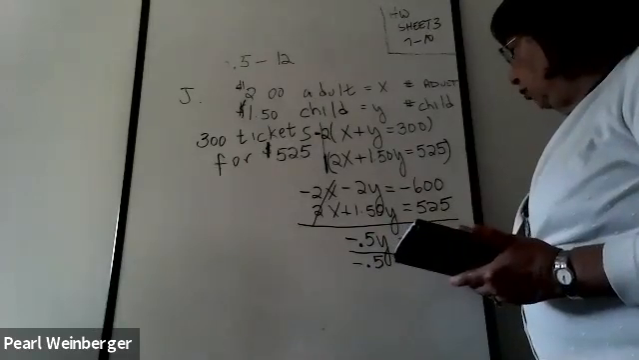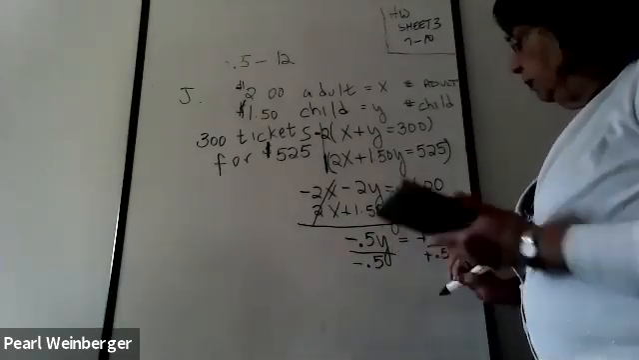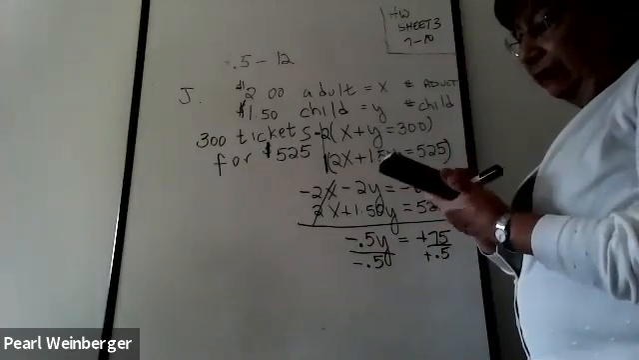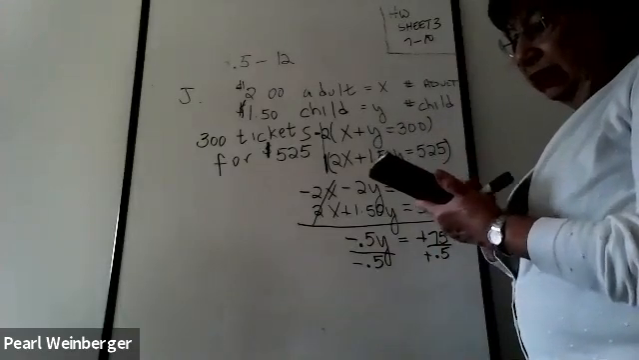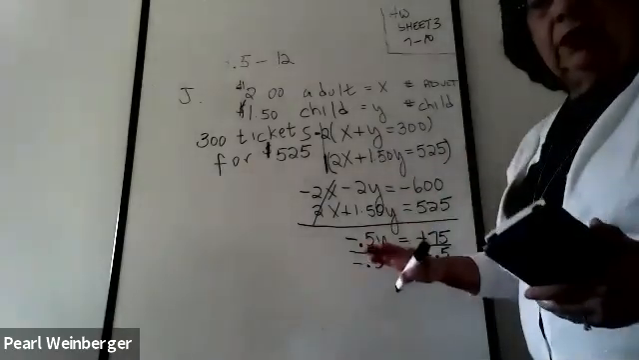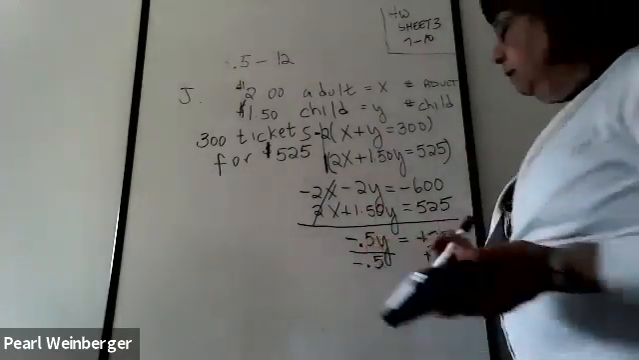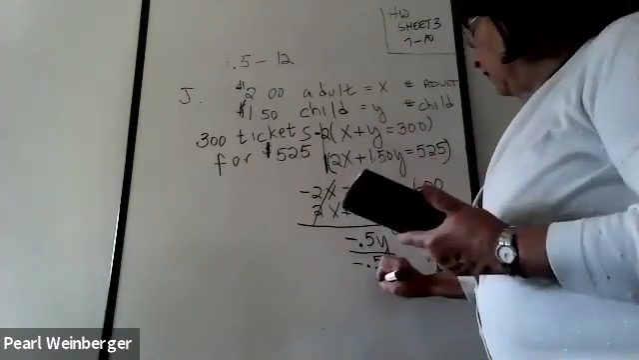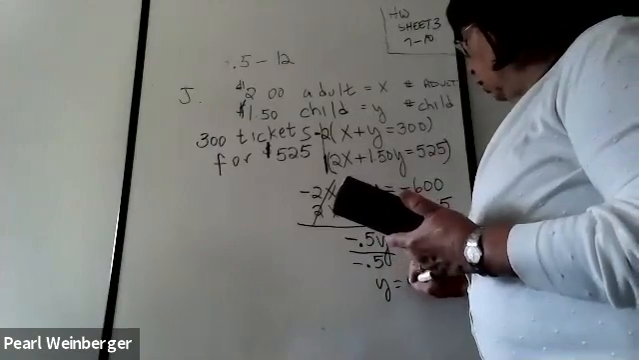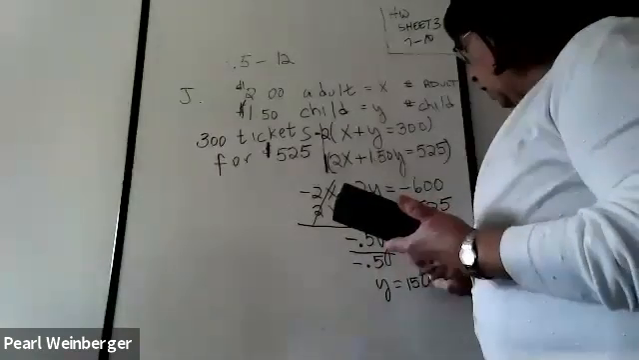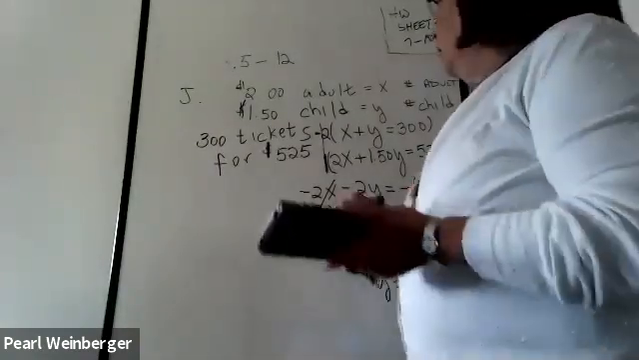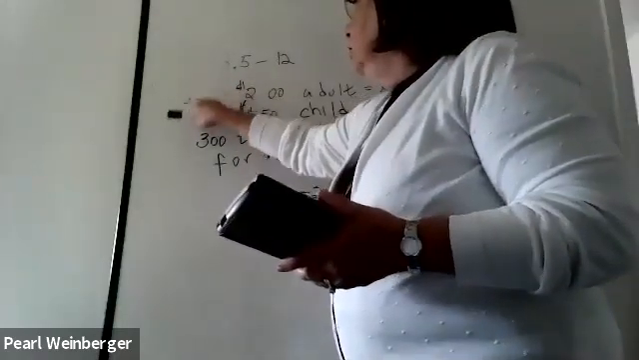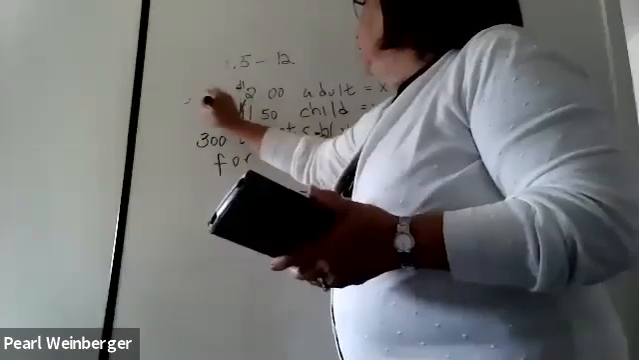Now again, as before, when we have a negative and a negative, it becomes a positive. So I'm going to take 75 and divide it by 0.5. Again, I could do it manually, but it's so much easier to do using the calculator. I get that y equals 150. So the number of children's tickets that were sold is 150.